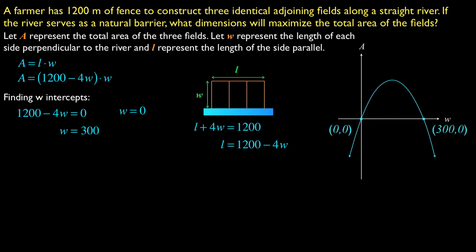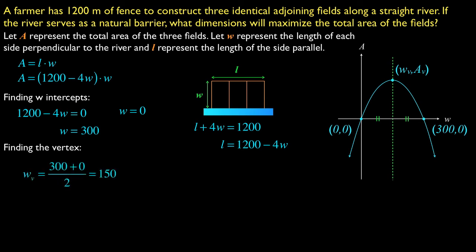and 300 and 0. Just as we did in the last video, we recognize that to find the vertex, we need to find that axis of symmetry, or the W value that lies halfway between the 2 W-intercepts. We've done this several times. We simply take the 2 W-intercepts and take the average of them. In other words, 300 plus 0 over 2, and we get 150.